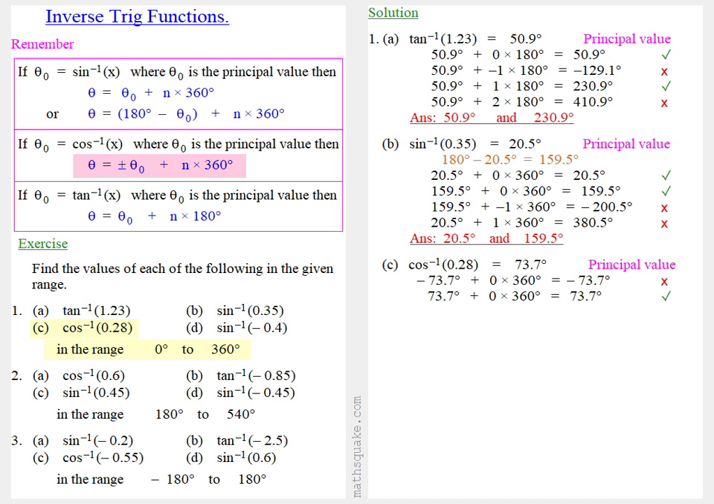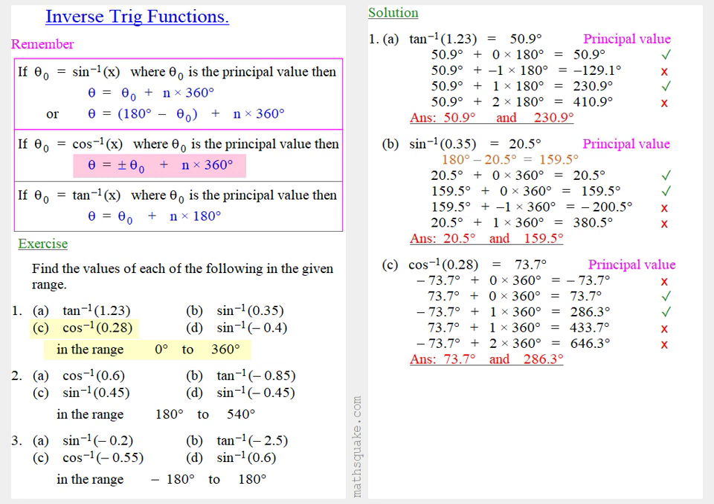If we take n is 1, then minus 73.7 plus 1 times 360 is 286.3 degrees, which is in the region we want, and so it's a suitable solution. Now, if we take the positive value, 73.7 plus 1 times 360, that gives us 433.7 degrees, which is too large, and in fact all other cases are too large. And so the two possible values we have are 73.7 degrees and 286.3 degrees.